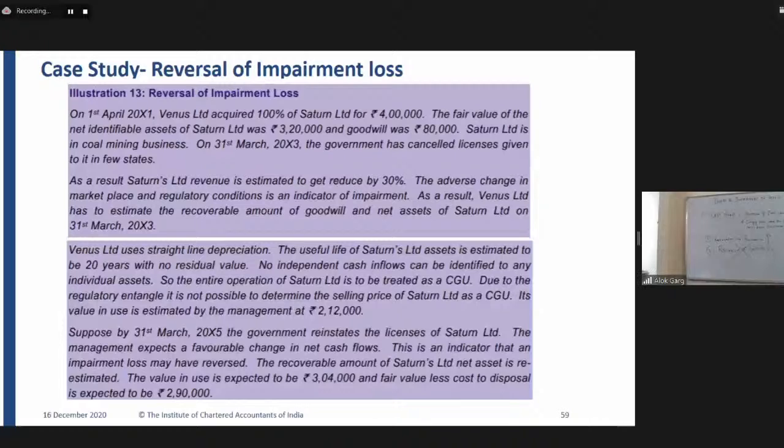As a result, Saturn Limited revenue is estimated to get reduced by 30%. So the company is estimating that the revenue will be decreased by 30%. The adverse change in marketplace and regulatory environment is an indicator of impairment. As a result, Venus Limited has to estimate the recoverable amount of goodwill and net assets of Saturn Limited as on 31st March 2003. So these two pieces of information are also given.